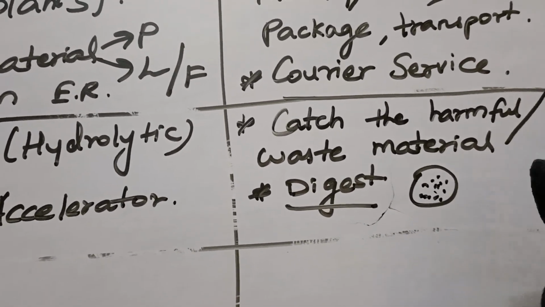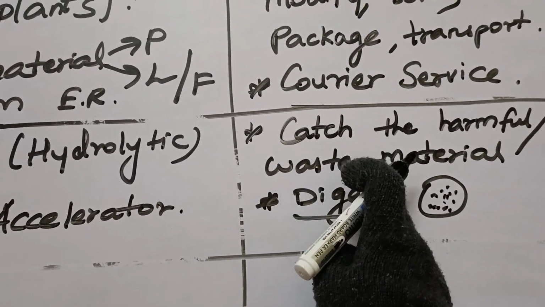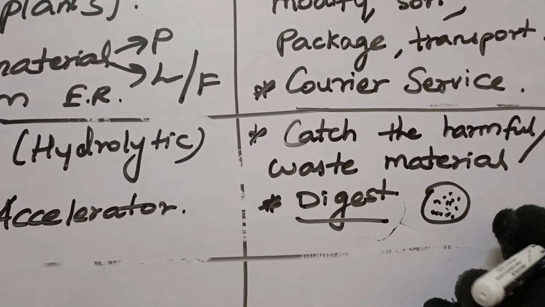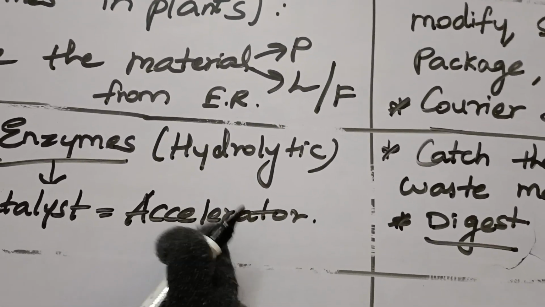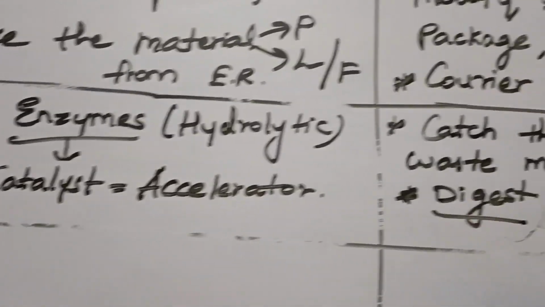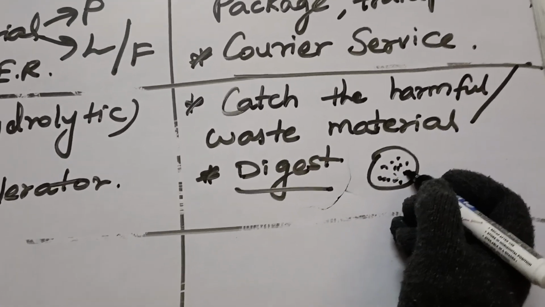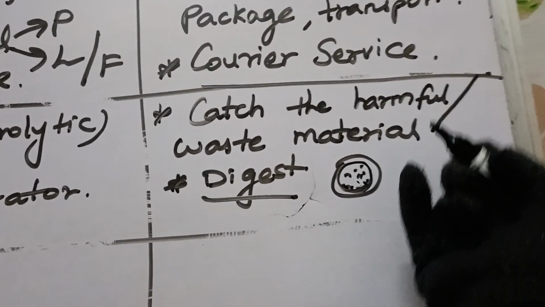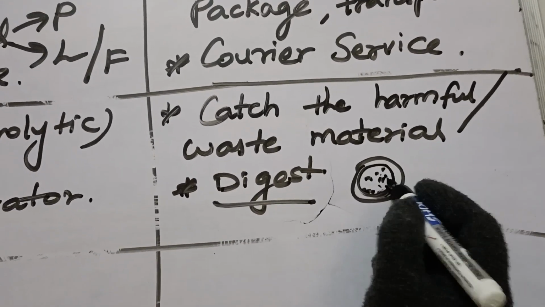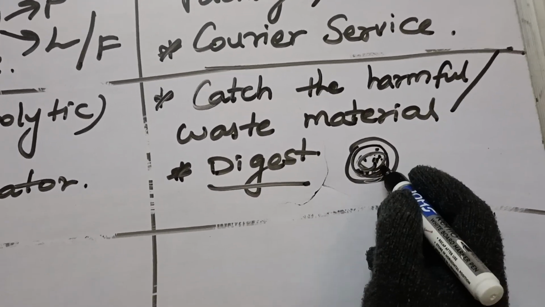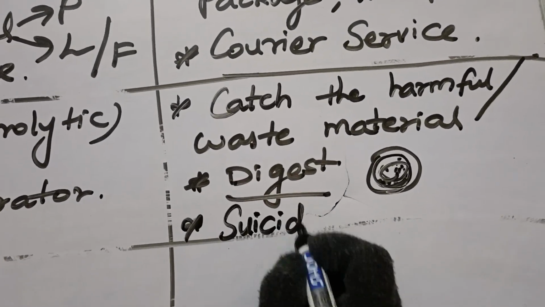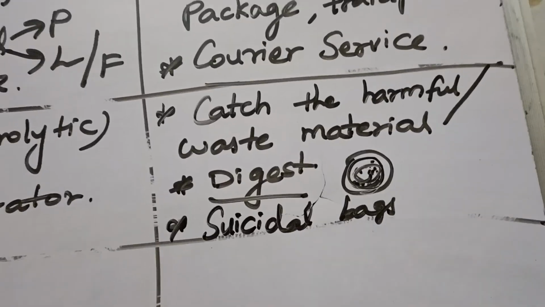So for faster digestion, this waste material has to be quickly digested and quickly thrown out of the cell. For that quicker process, we want accelerators or enzymes. Clear? So during this digesting process, the lysosome destroys itself, because to destroy the waste material inside, it has to destroy itself. That is why these are known as suicidal bags of the cell.